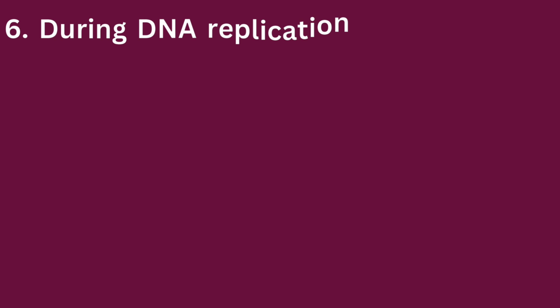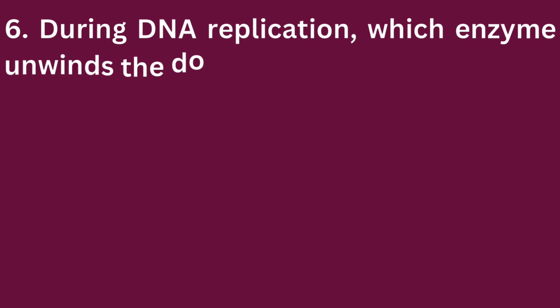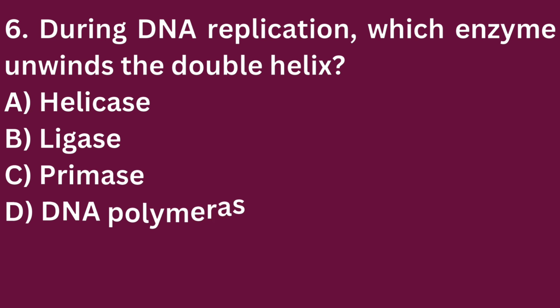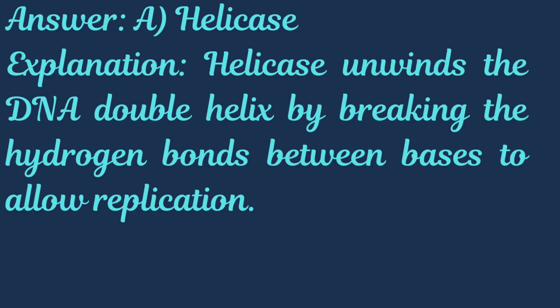6. During DNA replication, which enzyme unwinds the double helix? A. Helicase. B. Ligase. C. Primase. D. DNA polymerase. Answer A. Helicase. Explanation: Helicase unwinds the DNA double helix by breaking the hydrogen bonds between bases to allow replication.